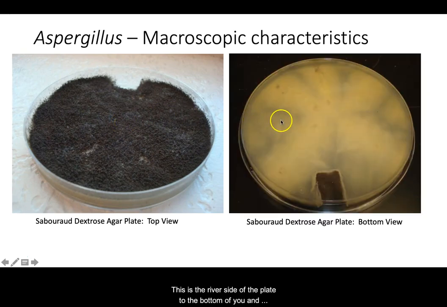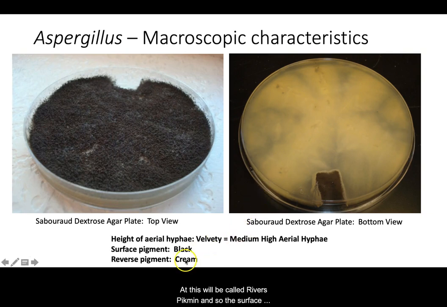This is the reverse side of the plate, so the bottom view, and you can see the difference in coloration. And so one thing we want to look at is the surface pigment. And so hopefully you can conclude that this particular mold, Aspergillus, has a black color to its pigment, but that same color is not present as you look at this, what we call reverse pigment. And so the surface pigment is black, but the reverse pigment is more of a cream color.